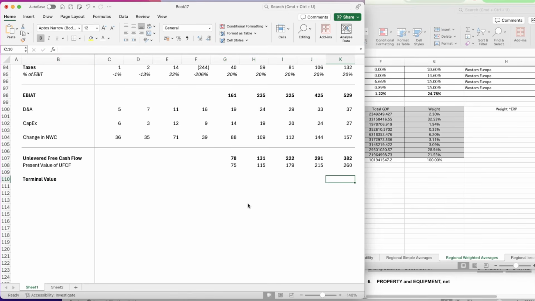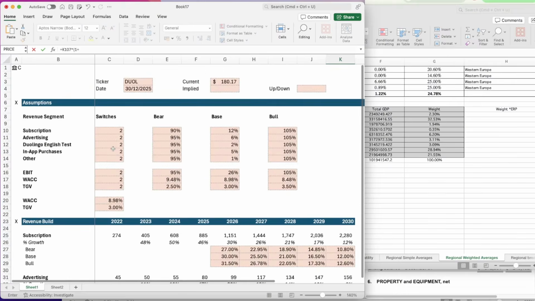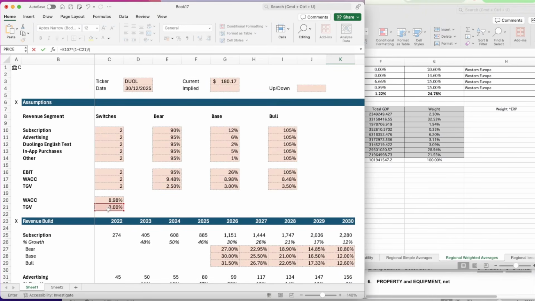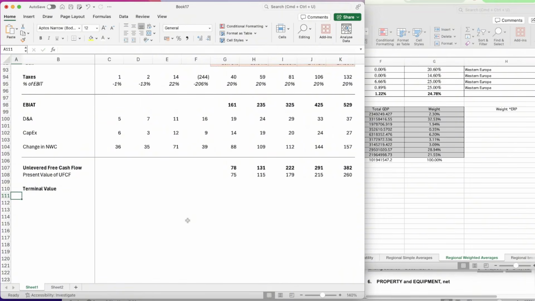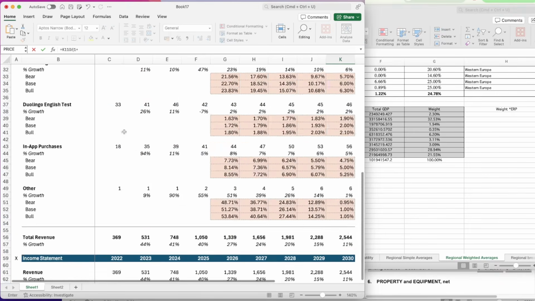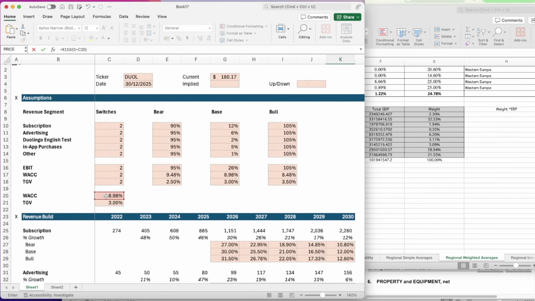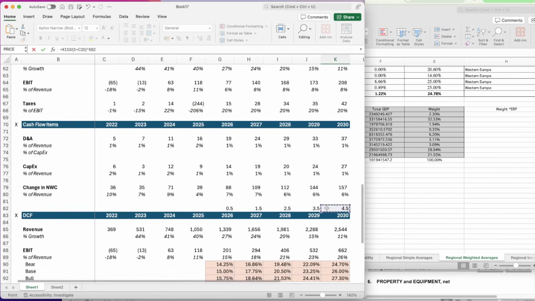We follow that by calculating the terminal value, which you take your final year of unlevered free cash flow, multiply it by 1 plus your terminal growth value. Then you divide it by your WACC minus your terminal growth value. Then we want the present value of the terminal growth value, which again, you take the terminal value divided by 1 plus the WACC to the power of the final year.